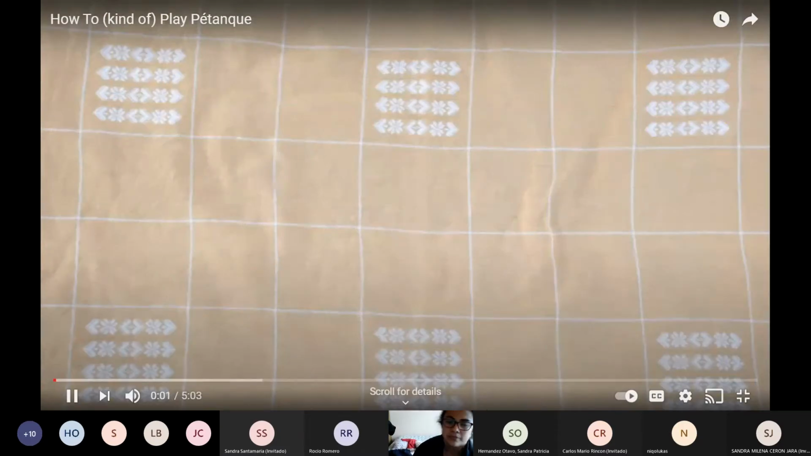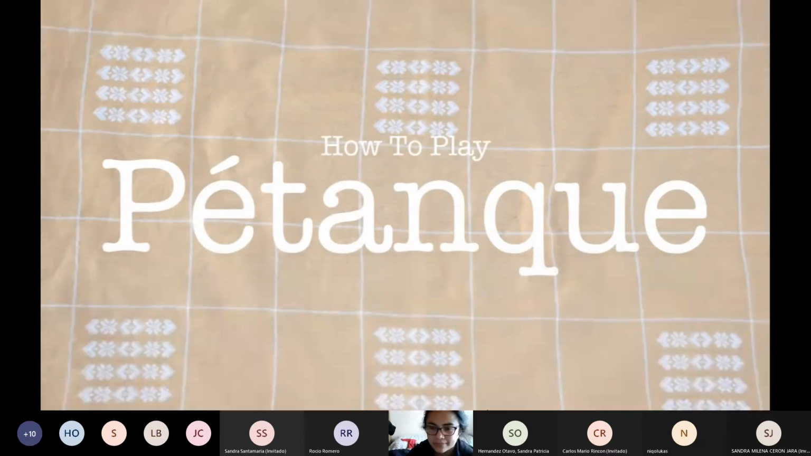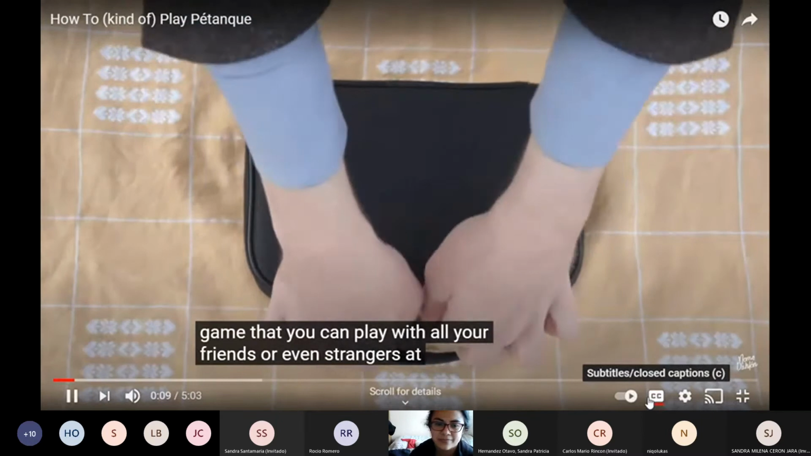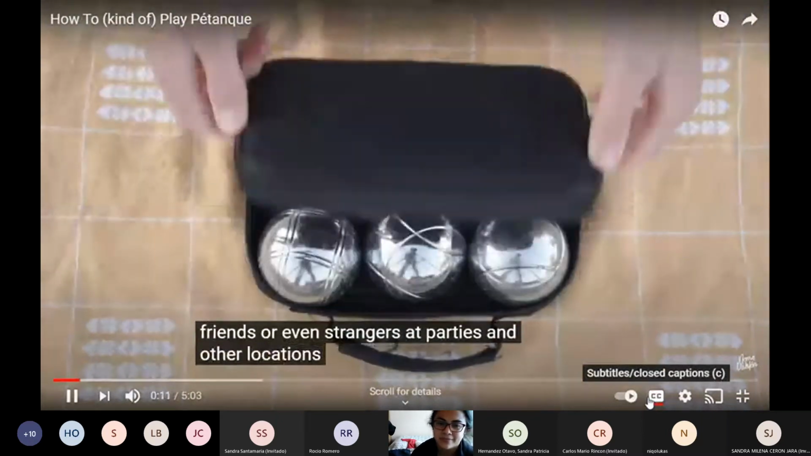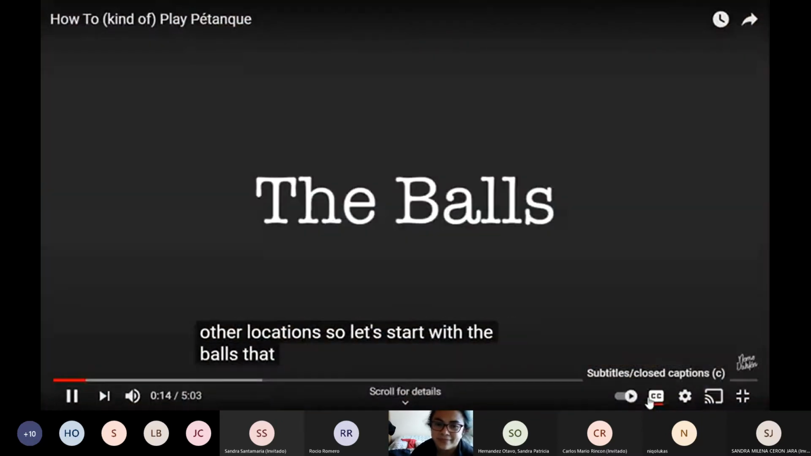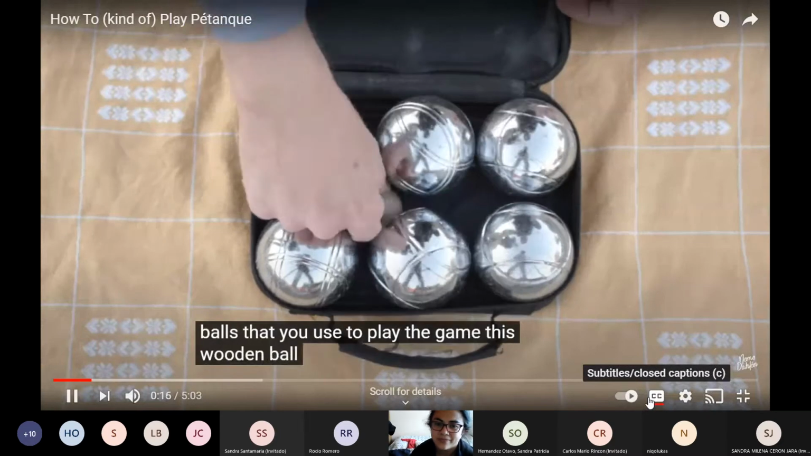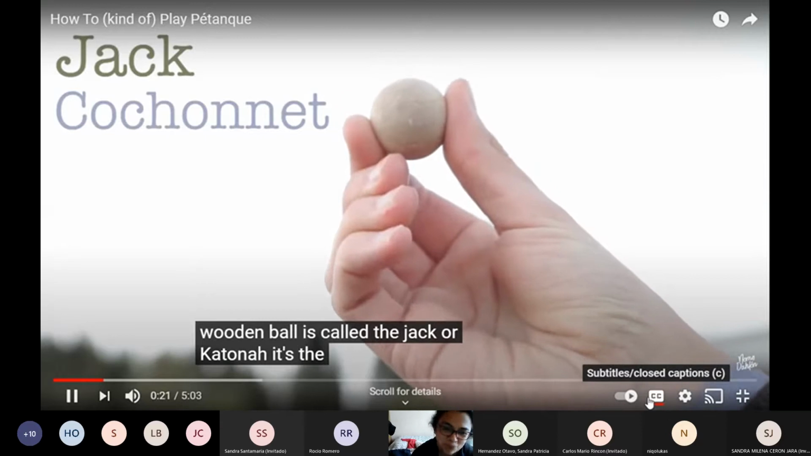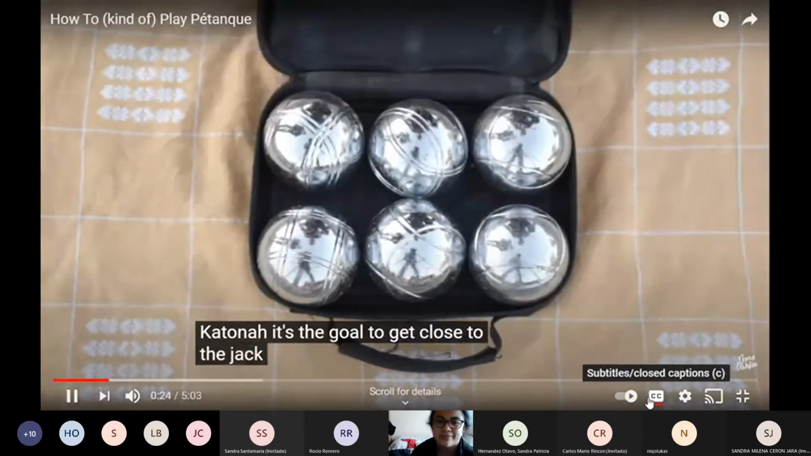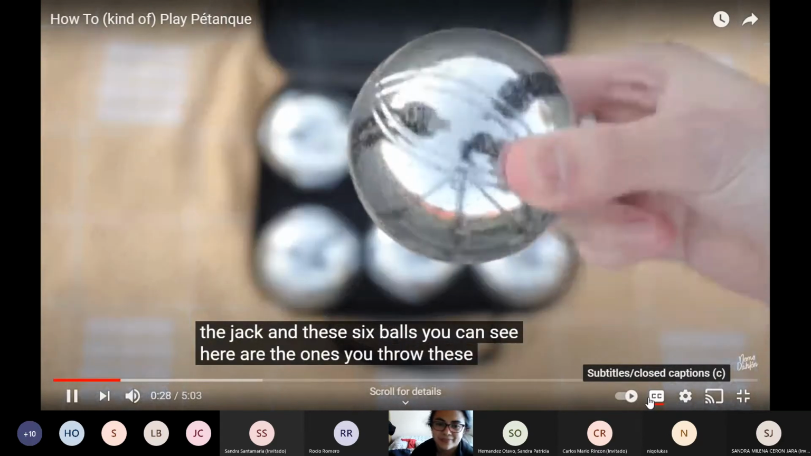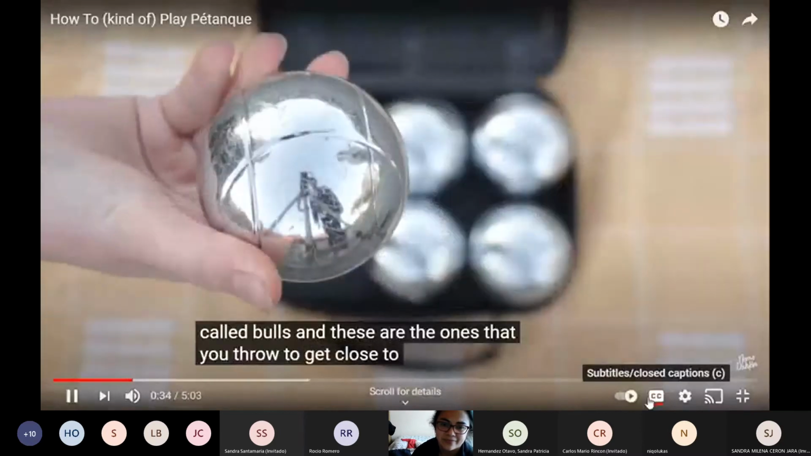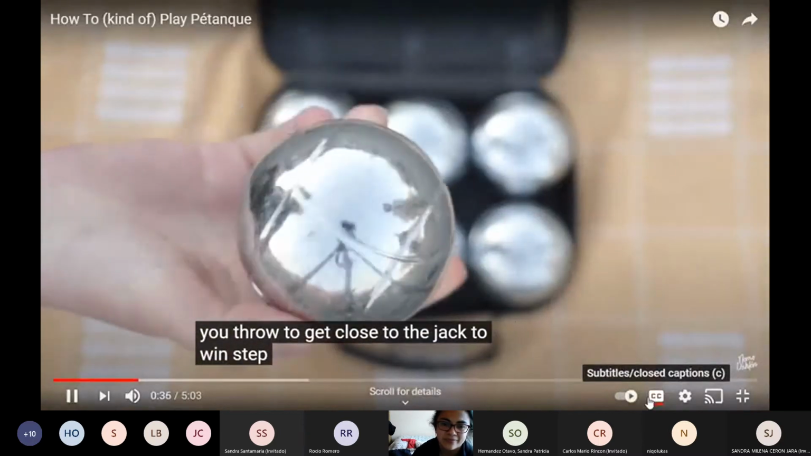Hello and welcome to a tutorial on how to play petanque. Petanque is a great game that you can play with all your friends or even strangers at parties and other occasions. So let's start with the balls that you use to play the game. This wooden ball is called the jack or cochonnet. It's the goal to get close to the jack. And these 6 balls you can see here are the ones you throw. These are called boules. And these are the ones that you throw to get close to the jack to win.